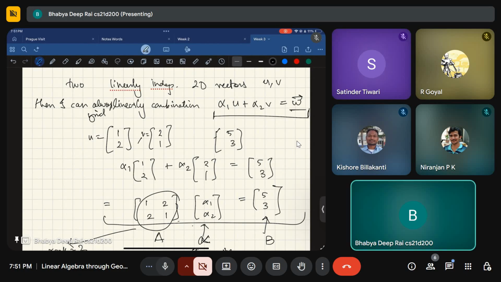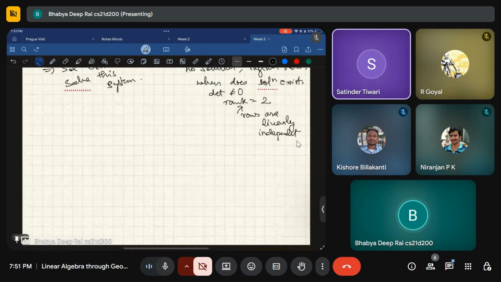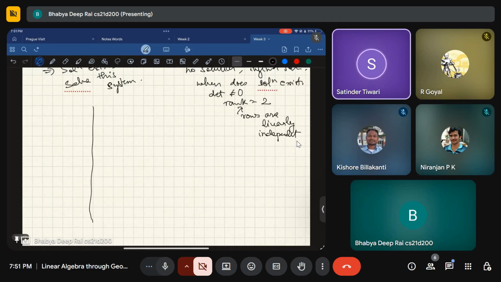Yes, Satinder. Sir, I was saying, this is again the linear transformation of (1, 2) and (2, 1). If I visualize it in this form, x1 x2 is the coordinate, and (5, 3) is the coordinate in our original system, like the x-axis and y-axis. That is the basis. Now alpha 1 and alpha 2 will be the new coordinates in that basis.